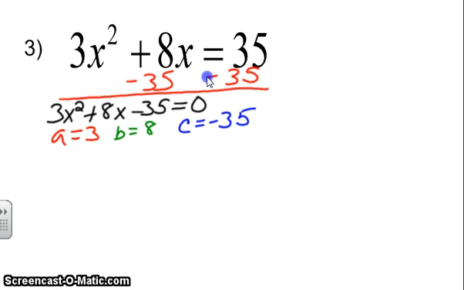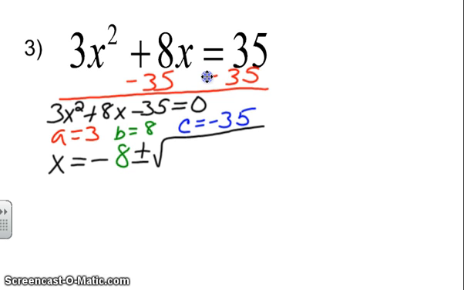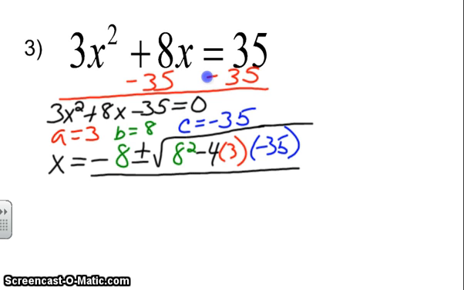All right, so now I'm plugging into the formula. So I have x equals negative b, that's a negative 8, plus and minus the square root of b squared, that's 8 squared, minus 4 times a, which is 3, times c, which is negative 35, all over 2 times a, which is 3. Now to simplify, negative 8 plus and minus the square root, 8 squared is 64.